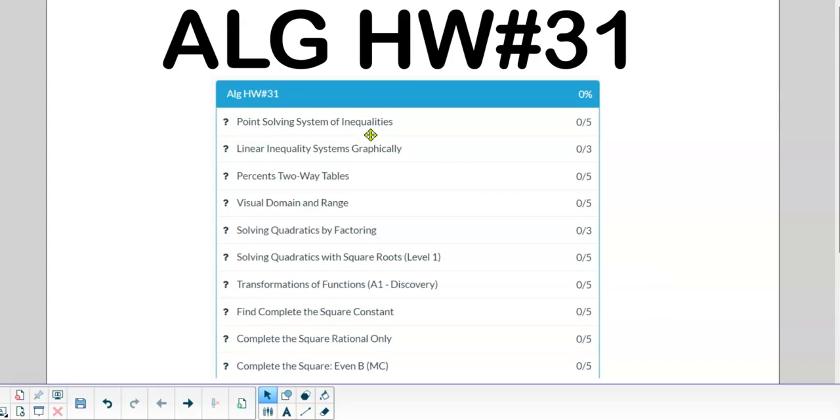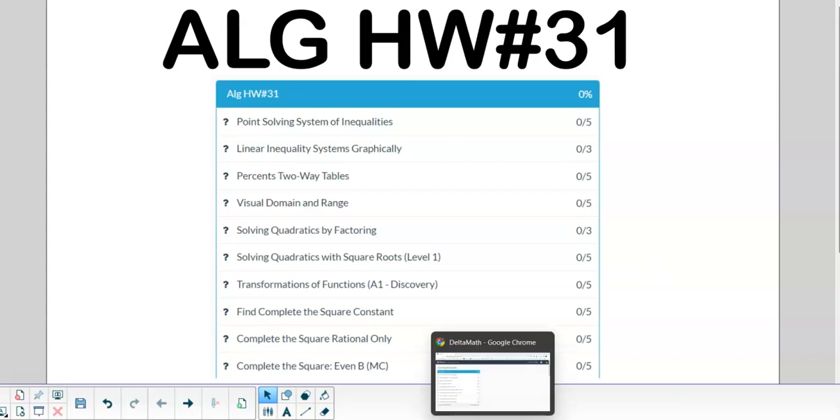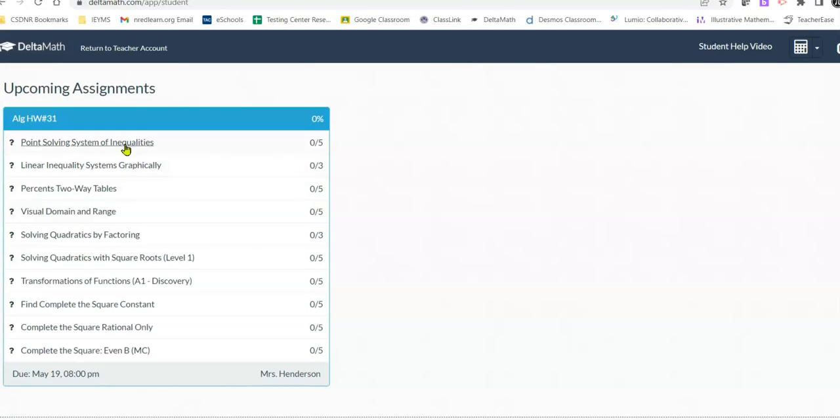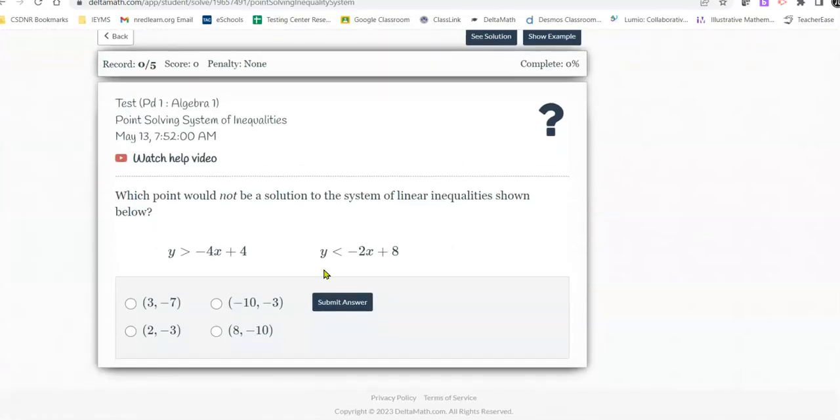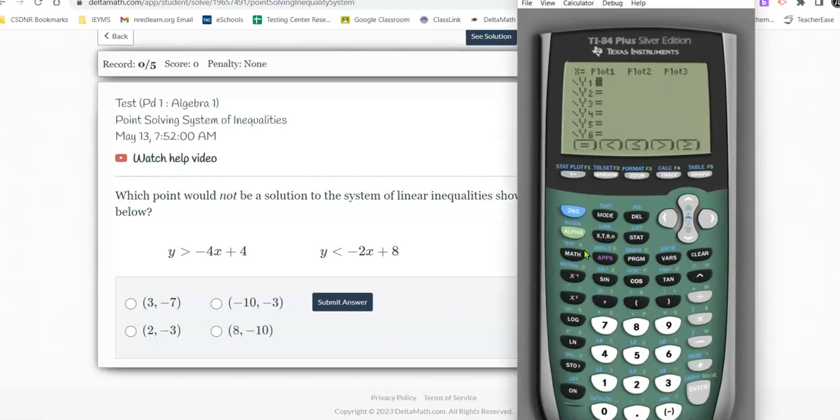Let's get started with the first topic on homework number 31, which is solving a system of inequalities by looking for a single ordered pair or point that satisfies both inequalities. You can solve this algebraically or graphically. So graphically, you'd be using the inequality app on your TI-84.